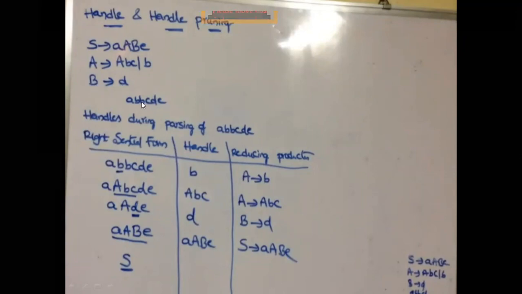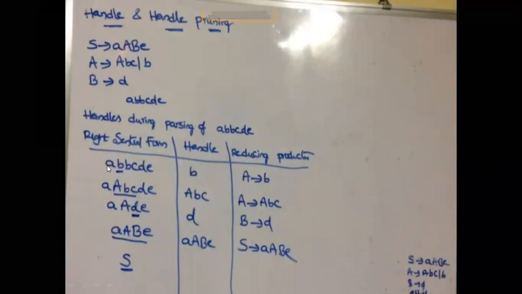In the previous example, we discussed what is bottom up parsing. In this example, we are discussing handle and handle pruning. So we have three columns. The first one is right sentential form, the second one is handle, and the third one is reducing production. In the right sentential form, we are considering the given input string as the first one. Okay, so this is the given input string.